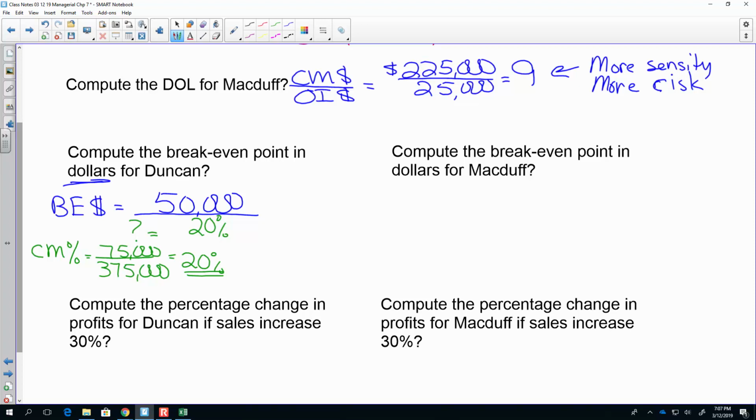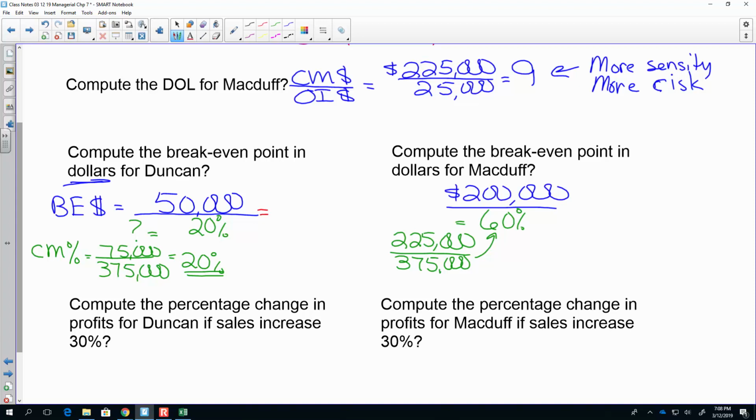Again, a huge ratio to know for a company. All right, let's do McDuff. Fixed cost was 200,000. What's its margin ratio? Pretty high. 60%. And we got that number by just basically taking the margin divided by the sales, 375 again. Gives us the 60%. So the break even here is, under Duncan, how many dollars? 250,000? Yeah. And under McDuff?